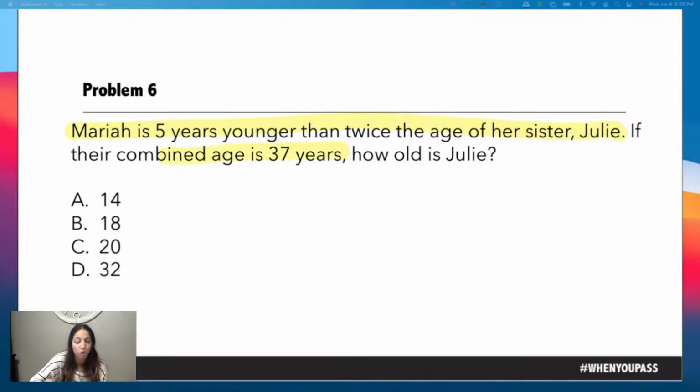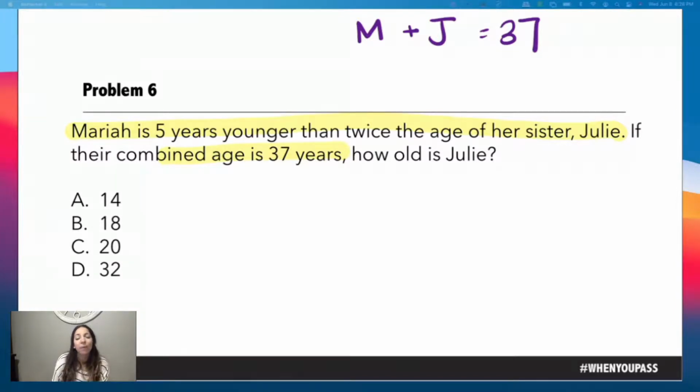If I had no clue where to start, I would sit here and say, well, I know that Mariah plus Julie equals 37. At least I can get something on my paper and make myself feel successful during a test that can be very overwhelming. And if that's all I get and I skip it, at least my brain has started to process this problem. M plus J is 37.